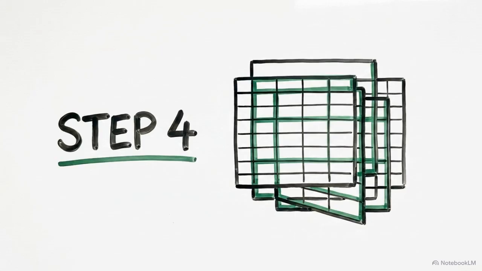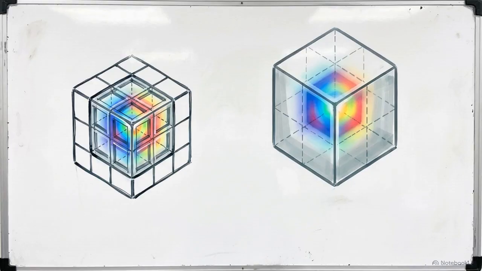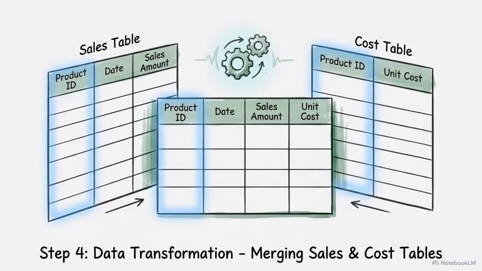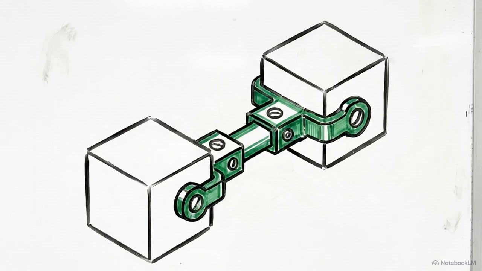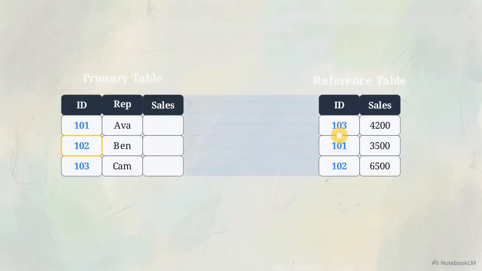Step 4 is data transformation. Clean data is often stored in isolated tables, which means the analyst must merge them, combining a sales table with a separate cost table. Excel uses lookup functions to act as relational bridges, searching for a value in one table to retrieve related figures from another.